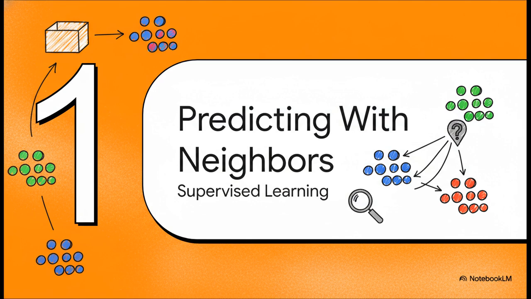So let's take that first path, the one with the answer key. This is what we call supervised learning. The name says it all, right? We're supervising the machine, teaching it by showing it a bunch of examples where we already know the correct outcome. And our guide for this part of the journey is a really cool, super intuitive algorithm called K-nearest neighbors.